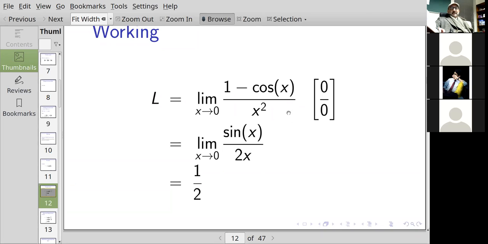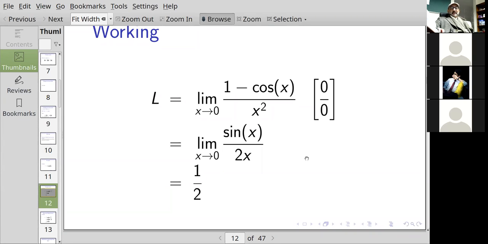So L'Hopital's rule says, instead of trying to evaluate this limit, I can instead try to evaluate the limit as x goes to 0. All right, what's the derivative of 1 minus cos x? It's 0 minus minus sine of x, which is sine of x. And what's the derivative of x squared? It's twice x.